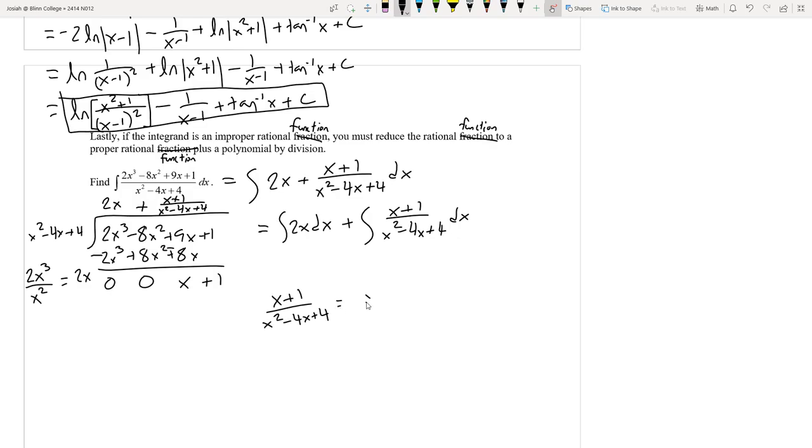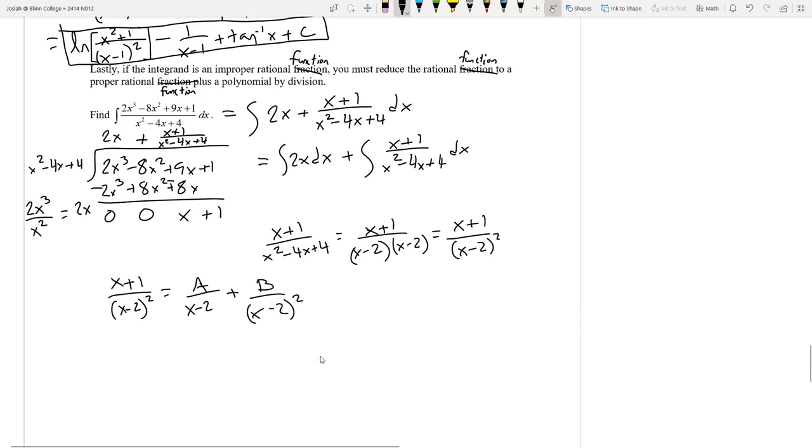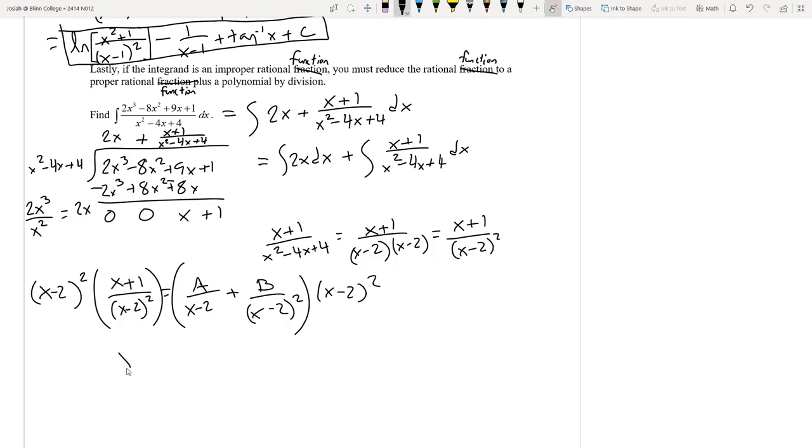So we'll take a look at this fraction, we have to factor. Looks like we have x minus 2 and then x minus 2 again. So we have x minus 2 squared in our factored denominator. And so we'll have to use repeated linear factors in our partial fraction decomposition. We have A over x minus 2 plus B over x minus 2 quantity squared. So we'll clear the denominators again. We multiply by x minus 2 squared. And so we get x plus 1 equals A times x minus 2 plus just B.